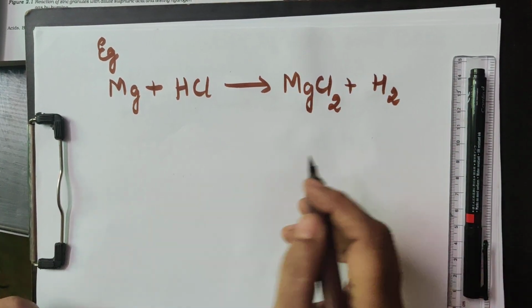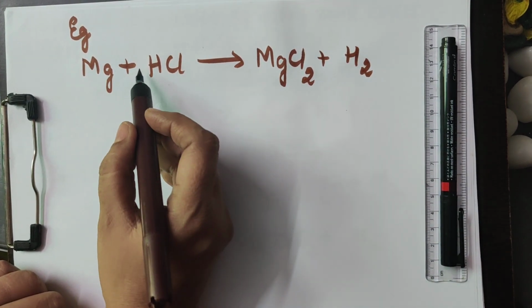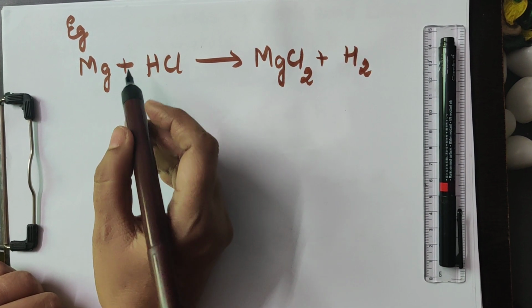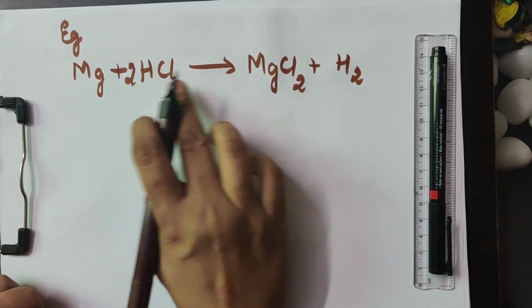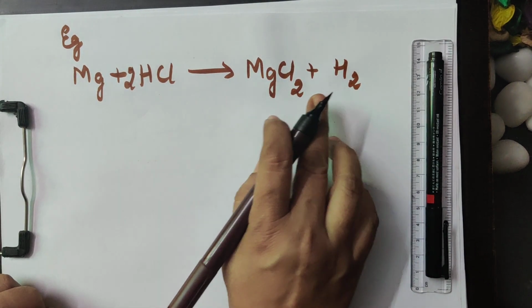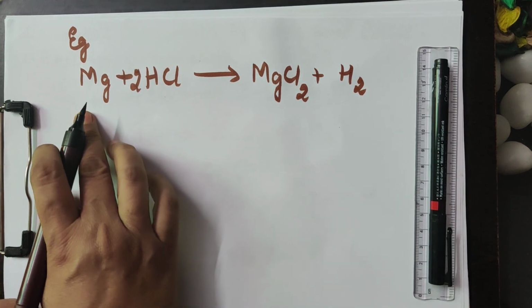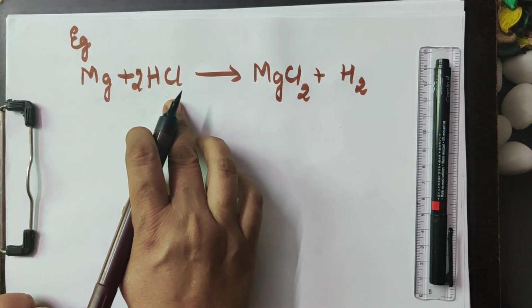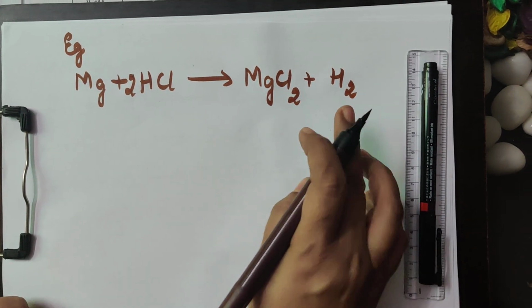Now let us balance the reaction. Here the product has hydrogen 2 and the reactant side has hydrogen 1, so we make this 2. So it's already balanced: 2 hydrogen, 2 hydrogen. Because we changed hydrogen, chlorine is also changed: 2 chlorine, 2 chlorine. So this is a reaction where magnesium reacts with hydrochloric acid, giving magnesium chloride and hydrogen gas.